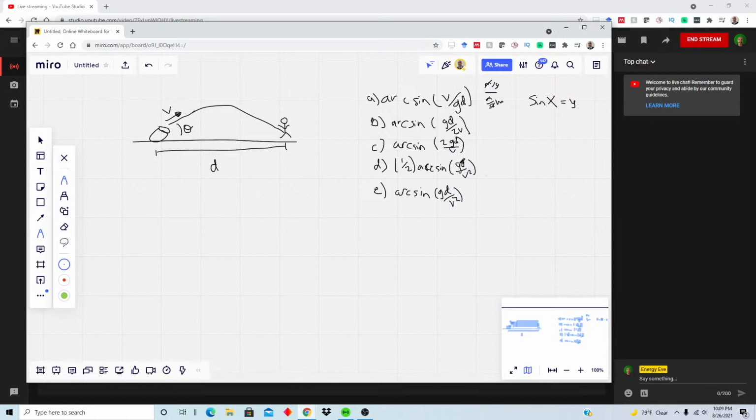But when you look at this one, gd, g is acceleration, a gravitational acceleration. This is meters per second squared times d, which is distance, times meters, divided by velocity squared, which is meters squared over seconds squared. And so these will cancel out. So I suspect it's going to have to be D or E, and we're basically just going to have to find out whether there's a one half factor or not, right?